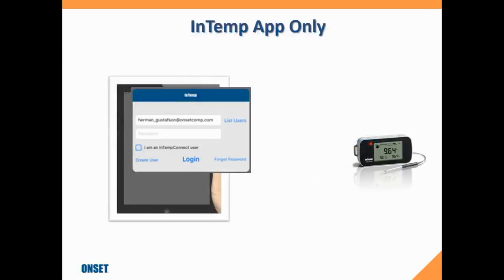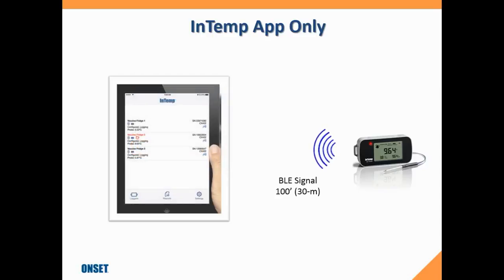When you open the InTemp app, you are prompted to log in. There's a checkbox that says I am an InTemp Connect user. If you leave that unchecked, you can use this in standalone mode where you just interact between your tablet and smartphone and the data logger. When you insert batteries into the data logger, it will begin what we call advertising that it's available. If your smartphone or tablet is within 100 feet or 30 meters of the logger, when you're logged into the InTemp app, your device will go out and it will connect with the logger, and you'll be able to configure that data logger, download the data, and share your reports.